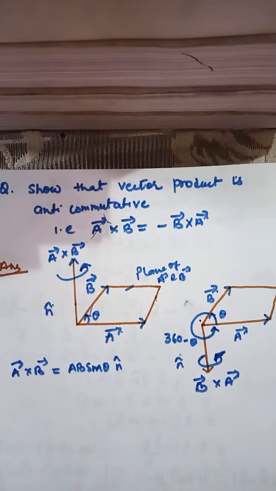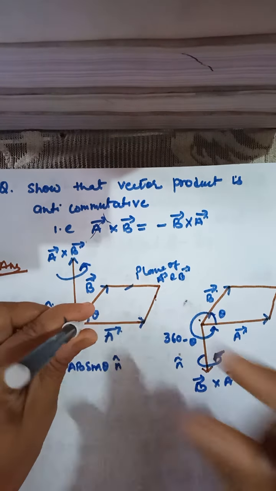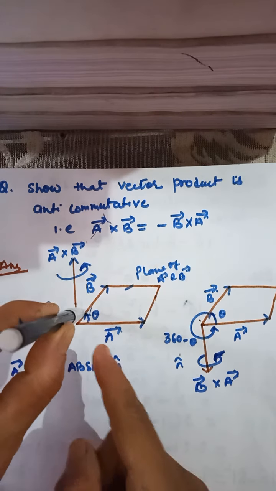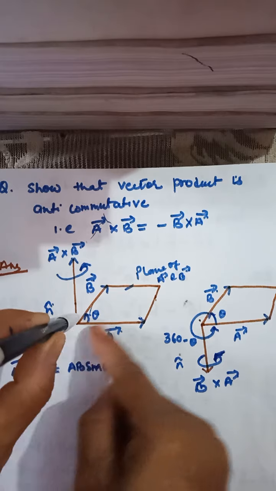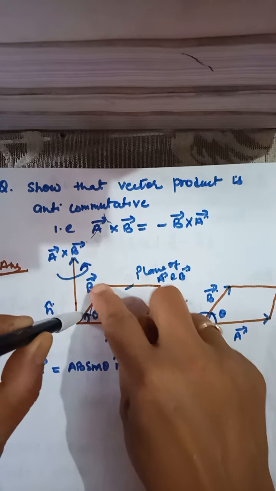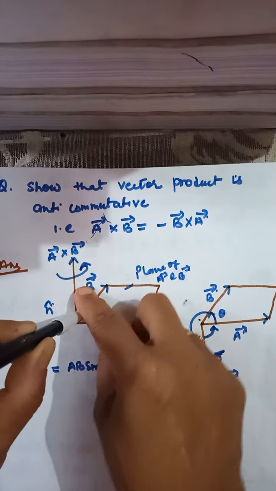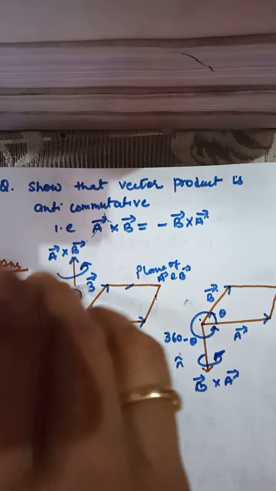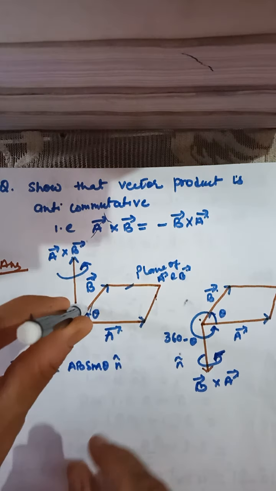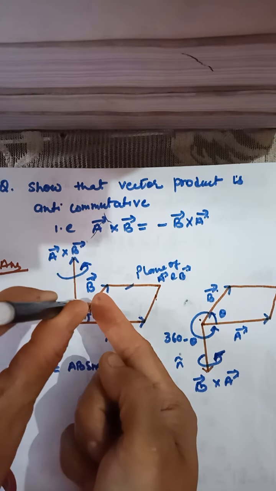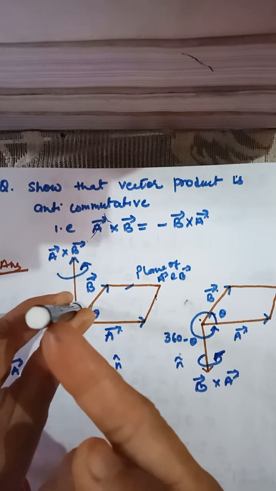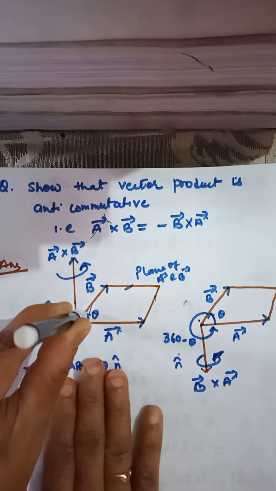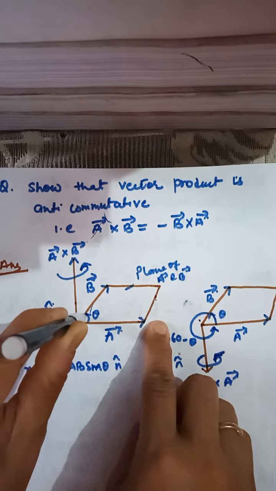Suppose this is a screw, if you apply the Maxwell corkscrew rule. You put the screw here, and for A cross B you have to rotate the screw from A to B, which means in the anti-clockwise direction. When you rotate this screw in the anti-clockwise direction, where is the motion of the screw? In the upward direction, because this page is two dimensional, with this as the x-axis and this as the y-axis.